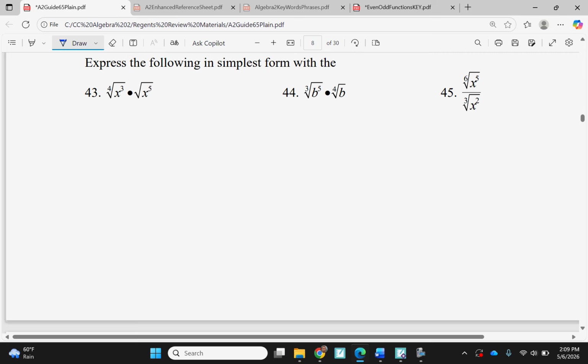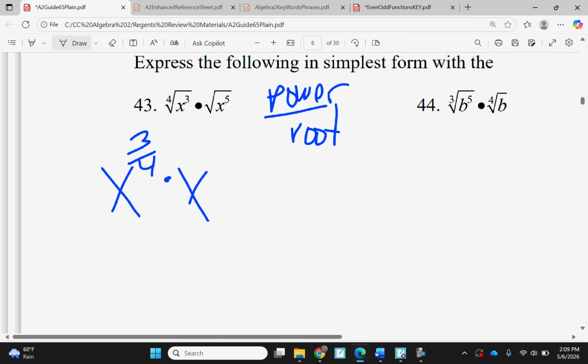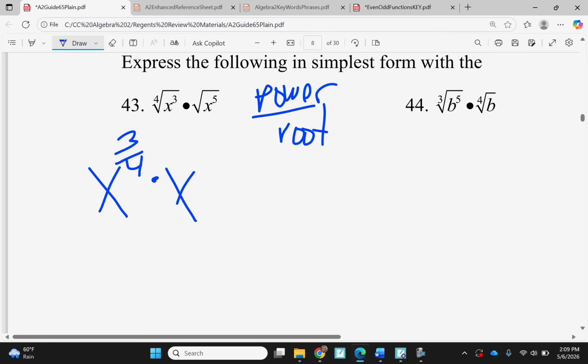Radicals are fractional exponents, and it's always the power over the root. So the x to the 3 over 4 times x to the, if there is no root written, then the root is 2. So that's 5 over 2. And then clean it up.